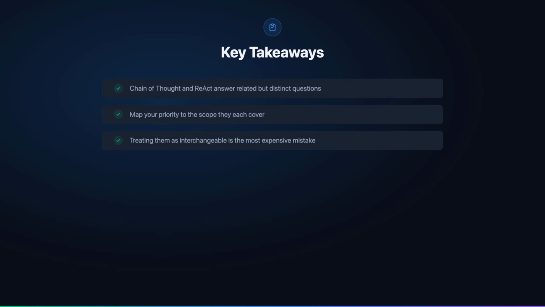The expensive mistake is treating them as interchangeable. Different scopes mean different rework if you pick wrong. Save this comparison as your reference. It is the cheapest insurance against picking the wrong path.